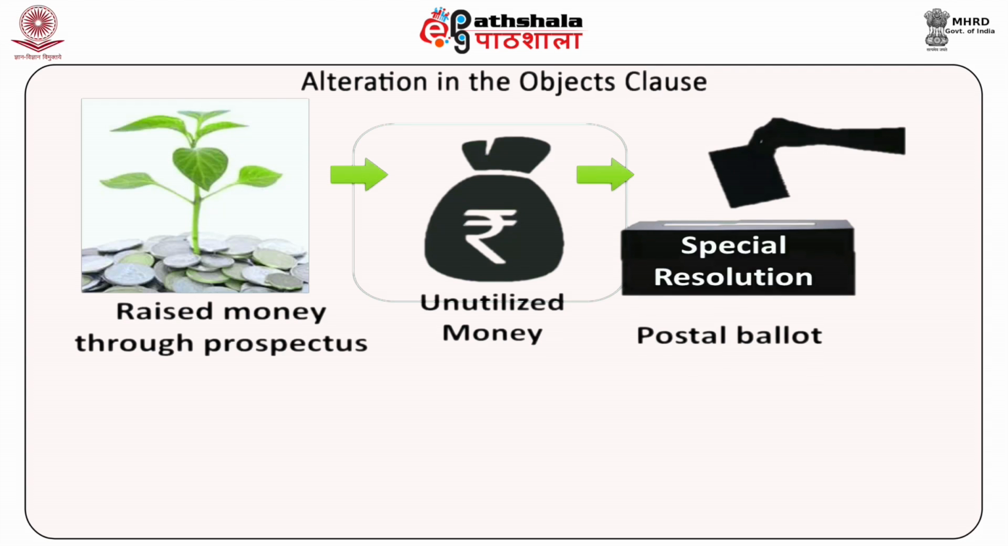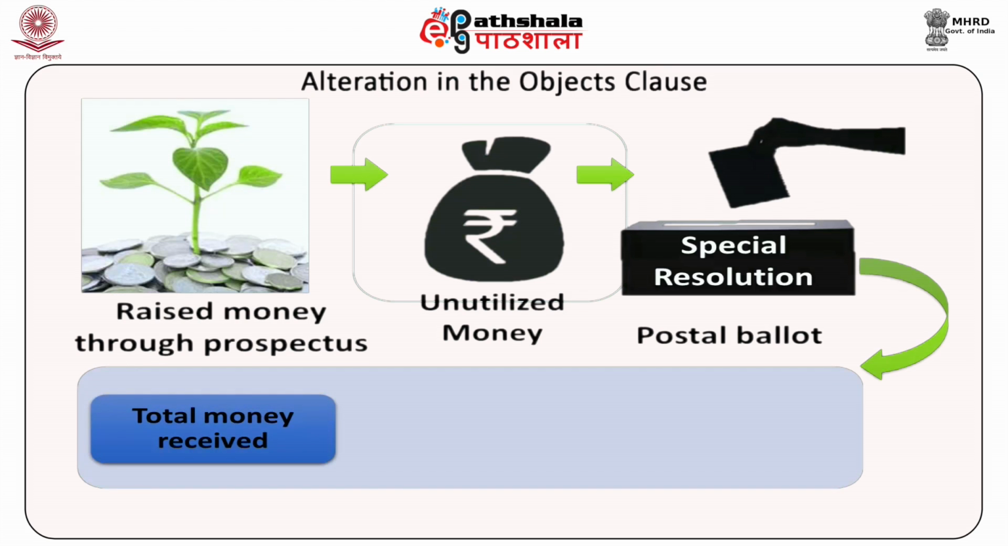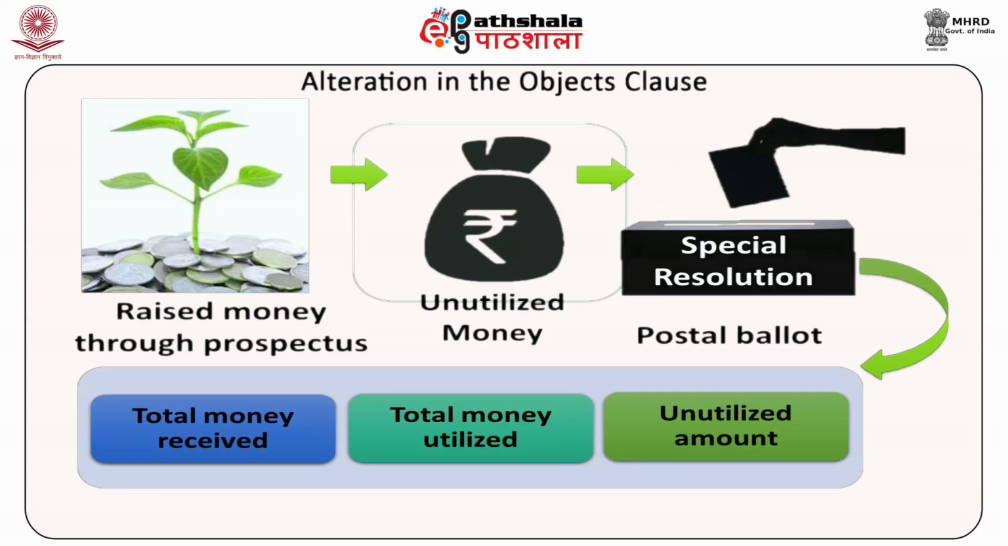by the company through postal ballot, and the notice in respect of the resolution for altering the objects shall contain the following particulars: the money totally received, the total money utilized for the objects stated in the prospectus, the unutilized amount out of the money so raised through prospectus.